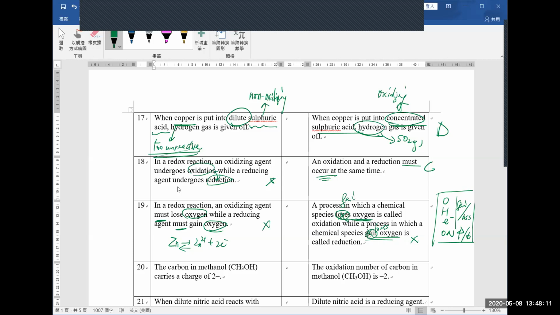So do you still remember that? If you still remember this part, could you please put a tick in your chat box? You check it, tell me now. Oh, you still remember, good.